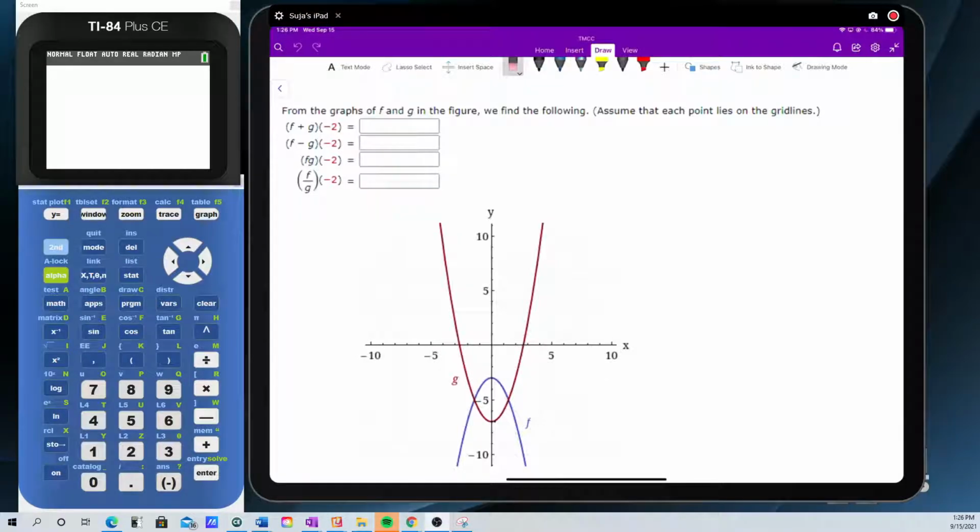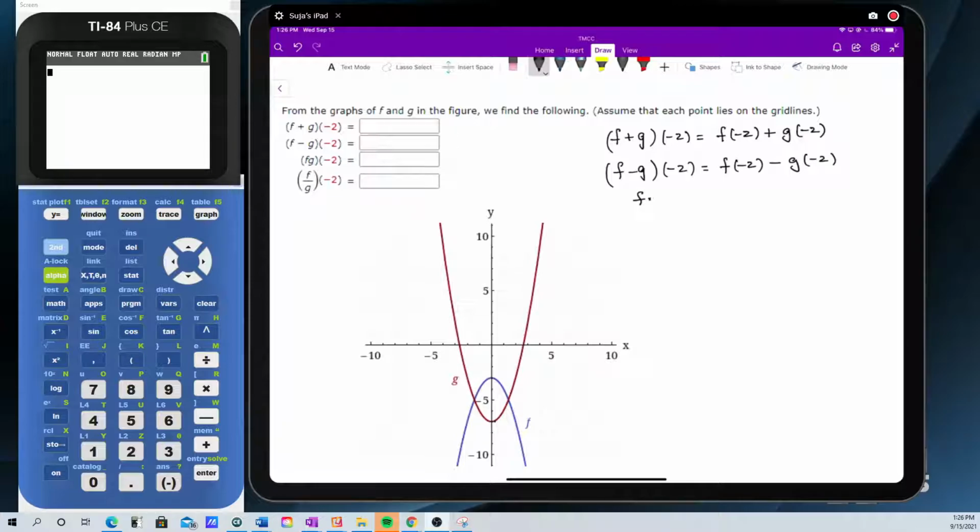In this problem, we are going to add, subtract, multiply, and divide functions, but this time it's given to me in a graphical form. So first I need to know what f plus g of negative 2 means. It's telling me to find f of negative 2 and g of negative 2 and add them. Therefore, f minus g of negative 2 means find f of negative 2 minus g of negative 2.